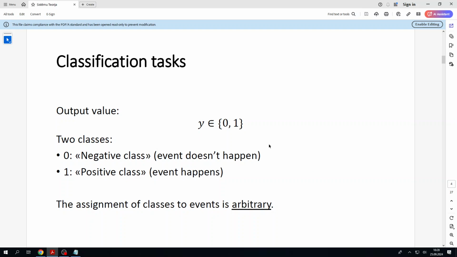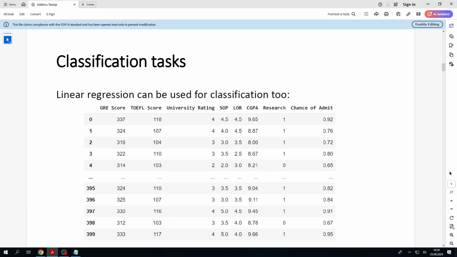So, and then we say one of these classes is going to have a label of 0, and another class is going to have a label of 1. And we want to try to predict if the event happened or not, yes? So, for this kind of task, we can also use a linear regression as well, no problems, yes?